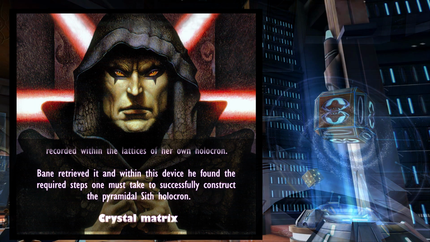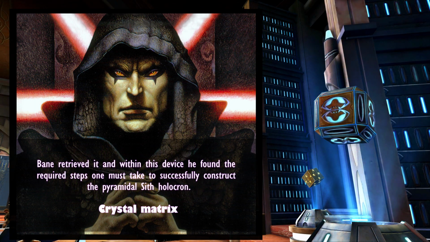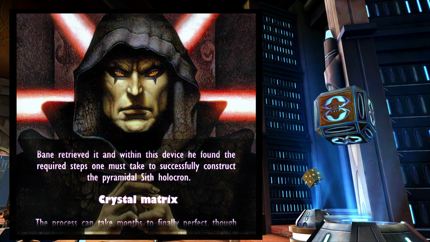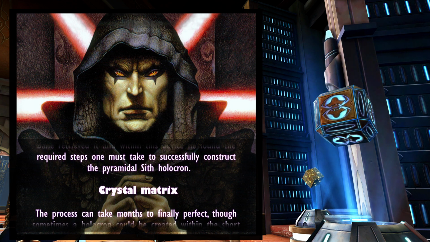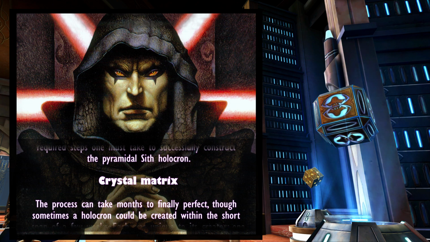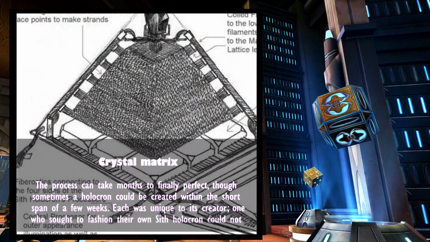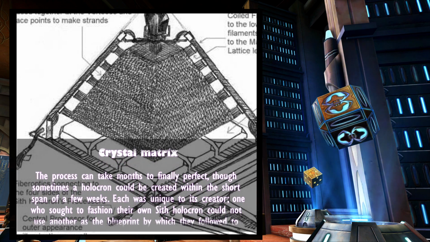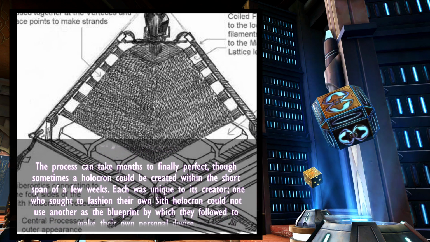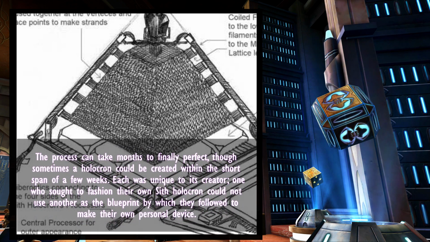Bane retrieved it, and within this device, he found the required steps one must take to successfully construct the pyramidal Sith Holocron. Crystal Matrix. The process can take months to finally perfect, though sometimes a holocron could be created within the short span of a few weeks. Each was unique to its creator.